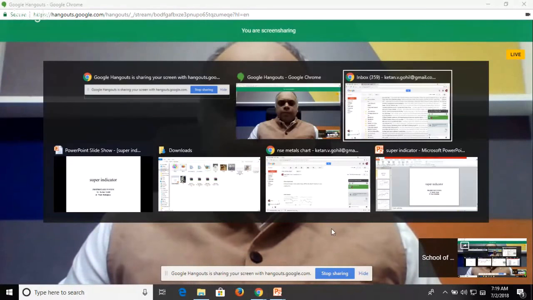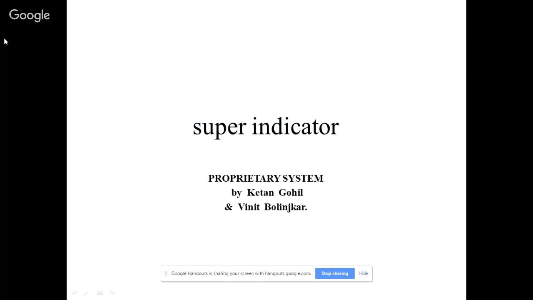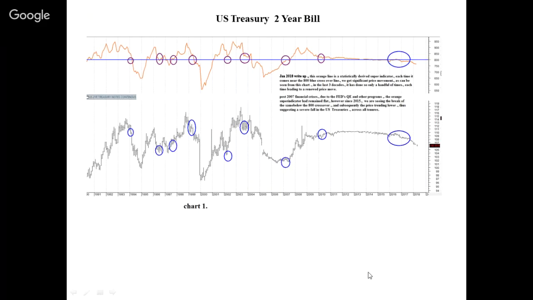We'll straight away jump to the first slide. It's called the super indicator. It's a proprietary system developed by me with assistance from Vineet. Let's start with the first slide. So here it is. At the lower end, we see the price chart of the 10-year, 2-year US Treasury bill. And on the top, the orange line is the super indicator.